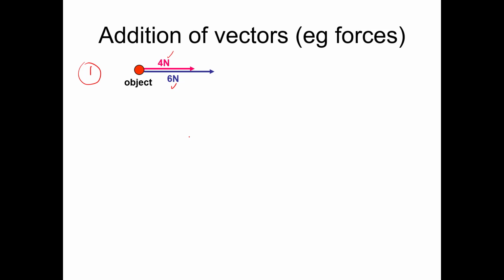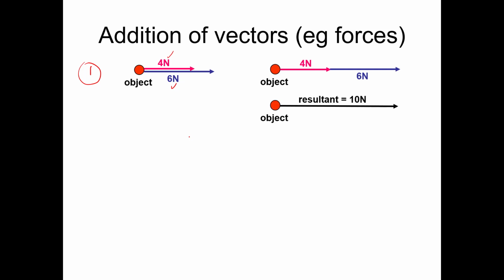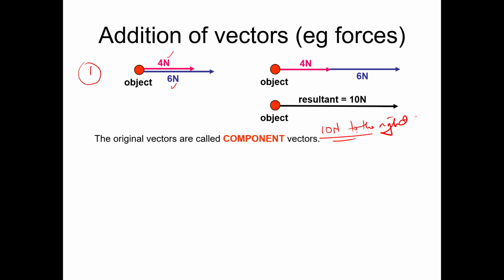One thing that we're going to note here is that when calculating the resultant of vectors, direction is paramount. Direction is very important. So if the forces are pointing in one direction, we simply add. It is the same as having 4 newtons plus 6 newtons, getting the answer as 10 newtons to the right. That is our answer to this question. The original vectors or the original forces are called components. For example, 4 and 6 are called components, and the final one is called the resultant.